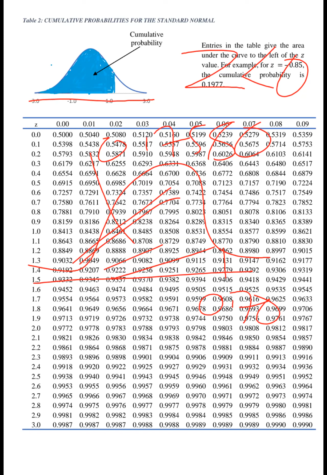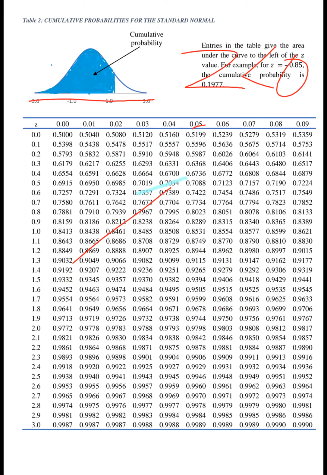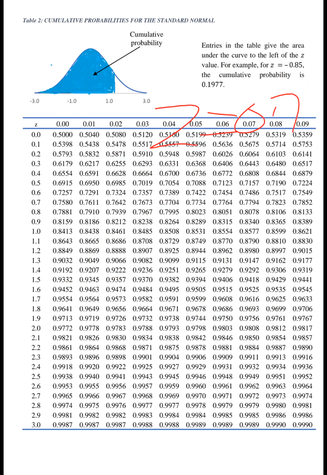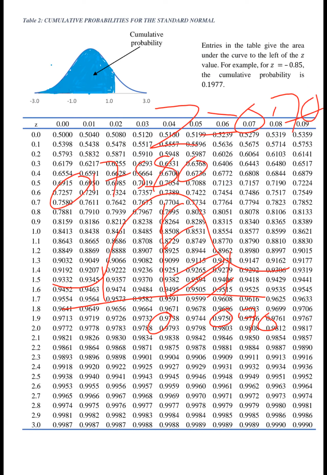What if they are asking about the z value equal to 0.70, not less than? If they're asking about something equal, it means they want the area from 0 up to 0.70, all this shaded area. How can you find this shaded area? We know that the area we found, 0.7580, is all the area from 0.70 going to the left. And we know that from 0 going to the left it is 0.5.